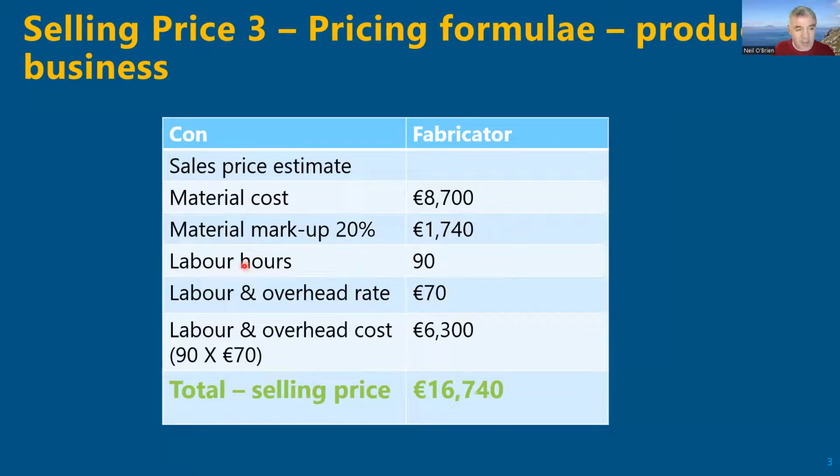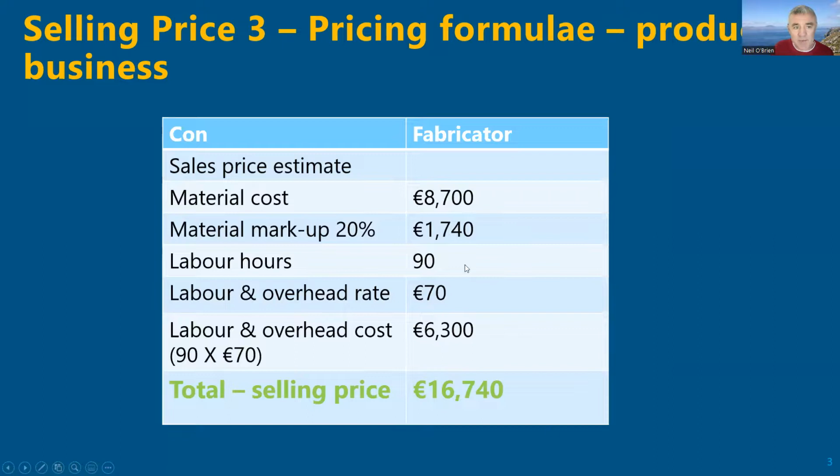Then he has to estimate the labor. So these are the fabricators, the guys working inside in his workshop. How long is this job going to take? He does his drawings and he estimates 90 hours. Now, he has a rate here of 70 euros for labor overhead, and it includes profit as well. He has to recover the cost of the guys in the workshop, and also things like rent and rates, electricity. How does he get that back? Well, he builds it into his rate. 90 by 70 is 6,300. So he adds up the materials cost, material markup, and this labor overhead profit rate, and he gets a price of 16,740. You can see how important it is, because every job he does can be different.